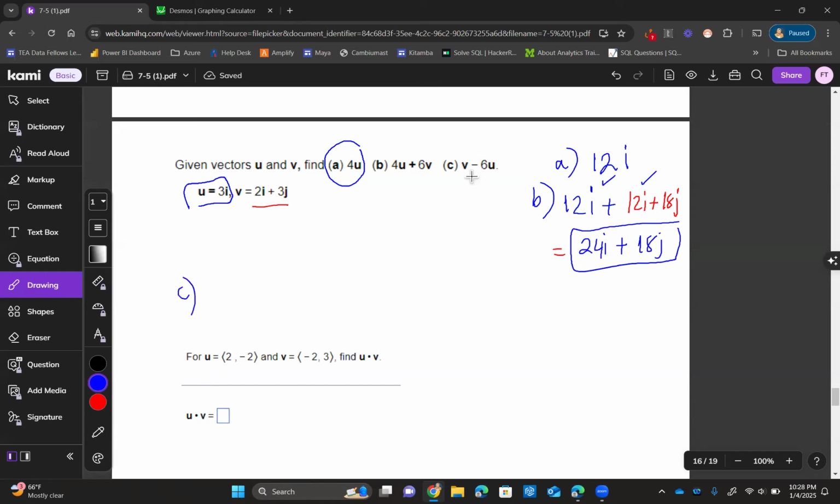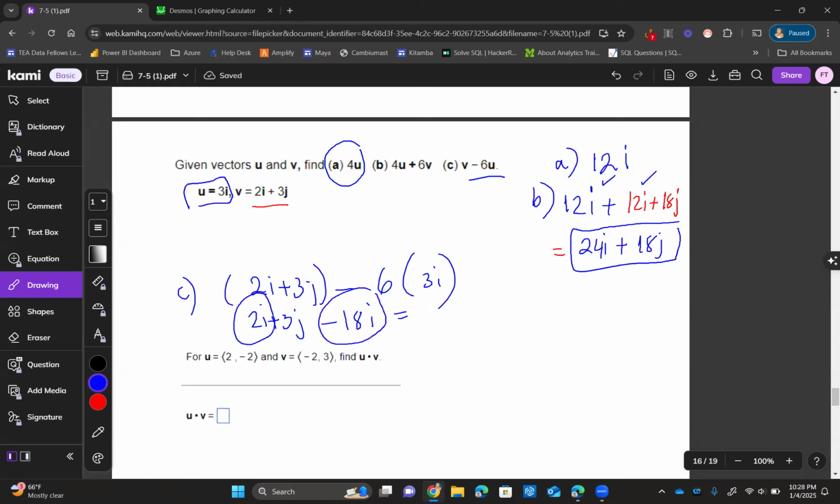For part C, we have v minus 6u. So let's copy the v. v is 2i plus 3j. Now we're going to multiply u by 6. So u is just 3i. So 2i plus 3j, copy with me. And negative 6 times 3i is negative 18i. When we combine the positive 2i and negative 18i, that's a total of negative 16i. And then we're going to add this with 3j. This is how we find the answer to this question in part C.